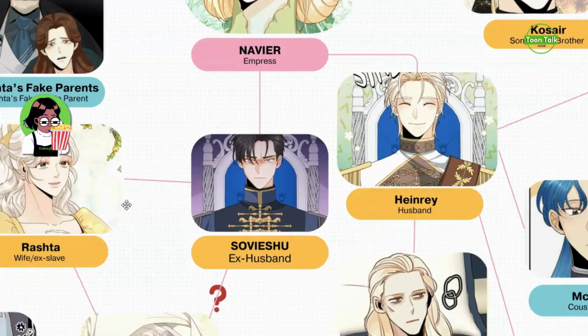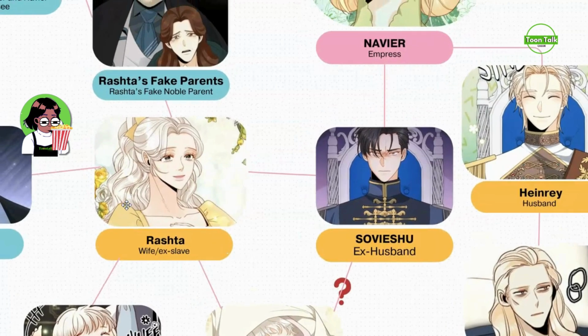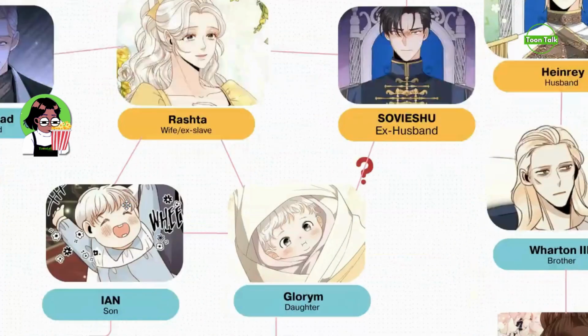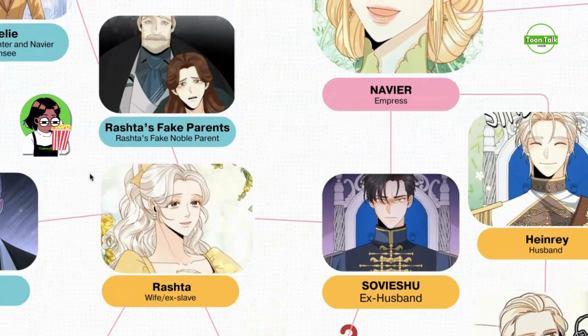Okay? So let's get to Rashta, since I brought her up. Rashta, Lottishu's new wife, empress of his homeland. Now, because she was an ex-slave of who? Oh, I'm about to get to it real quick. Because she was an ex-slave, she had to get fake parents. Her fake parents are nobles who've been searching for their biological child for the longest.